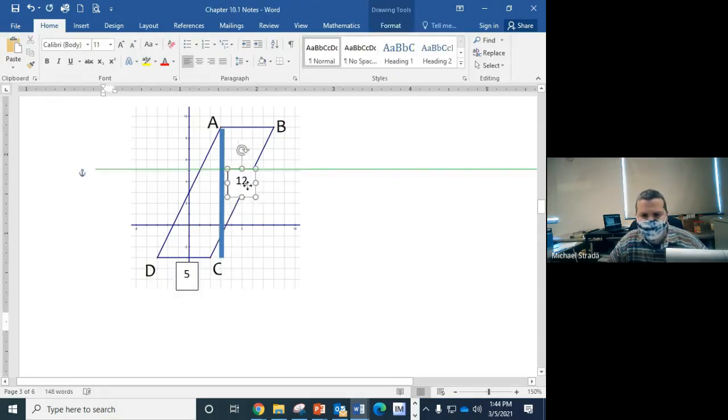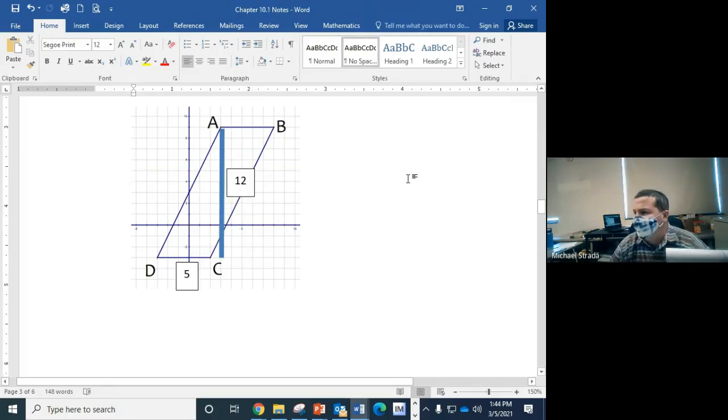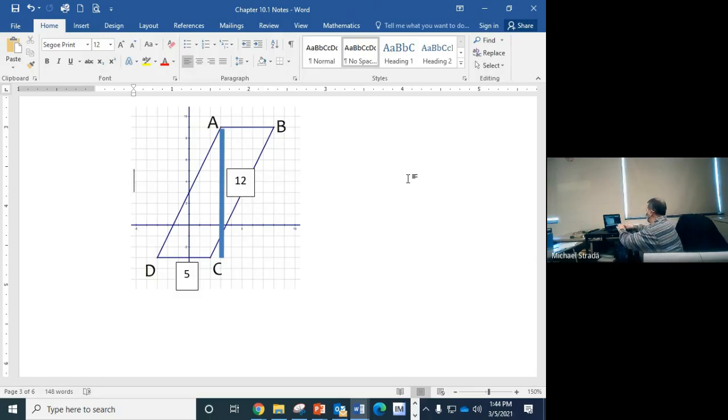So you're looking for horizontal and vertical line segments. What's 5 times 12? So what's the area of that parallelogram? 60, and you just use square units or units squared as your label. Everybody good thus far?